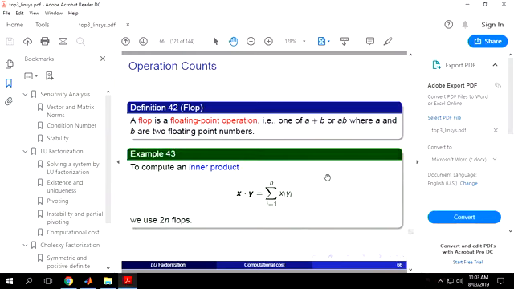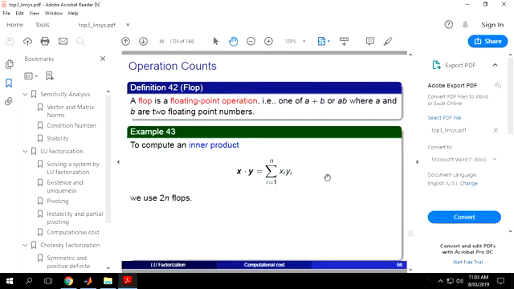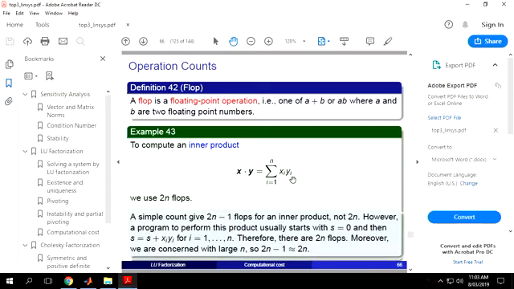Suppose that you compute the inner product, then you use about 2n flops. You take the products, and you have n products. Then how many plus operations do you need? n minus 1. So in total 2n minus 1. But when n is very big, we ignore the minus 1, so it will be about 2n flops to compute the dot product of two vectors.